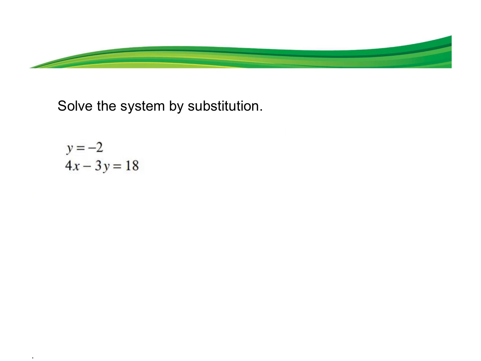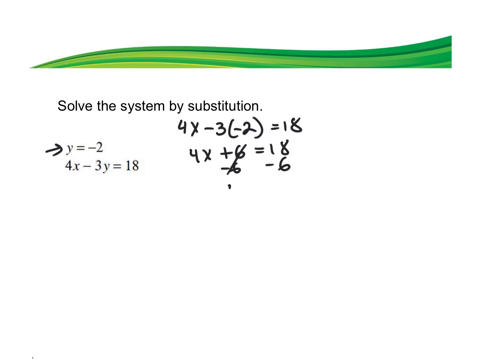So for this one, we're going to plug in this negative 2 because we have y is equal to negative 2 into the other equation. So 4x minus 3 times negative 2 equals 18. So I get 4x plus 6 is equal to 18. I'll subtract 6 on both sides, and I'm left with 4x is equal to 12. Divide by 4, divide by 4, and I get x is equal to 3. So we have 3 comma negative 2.